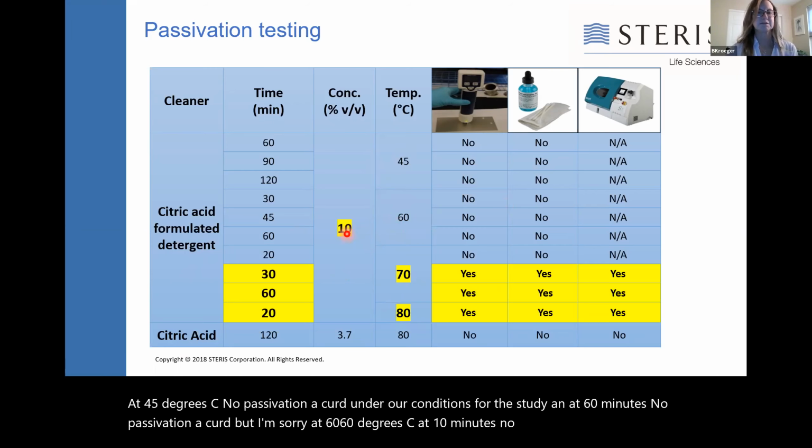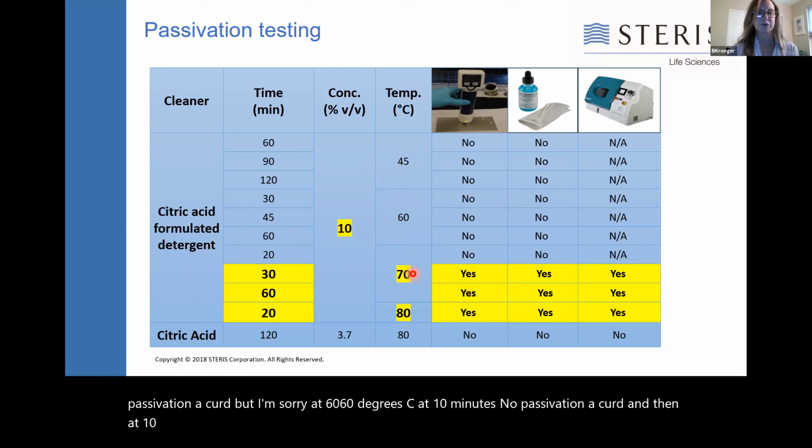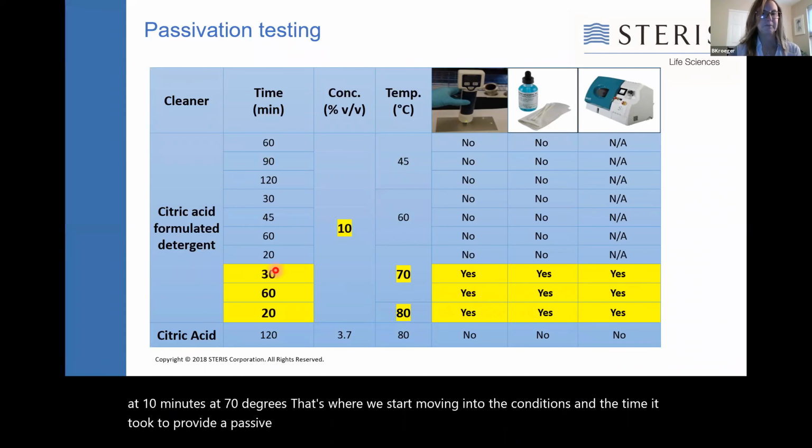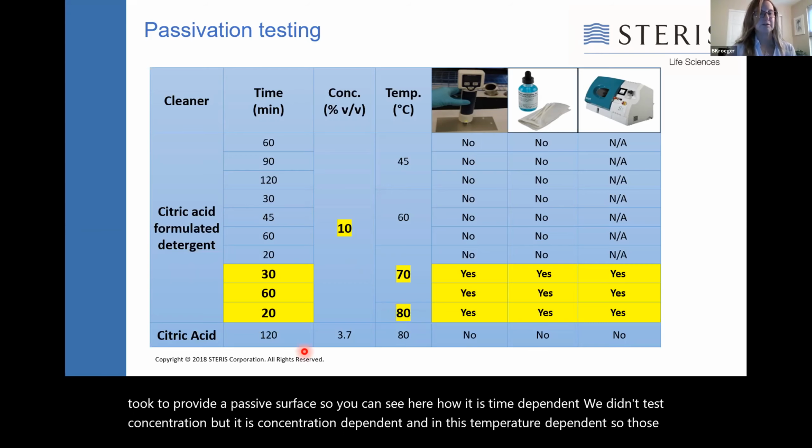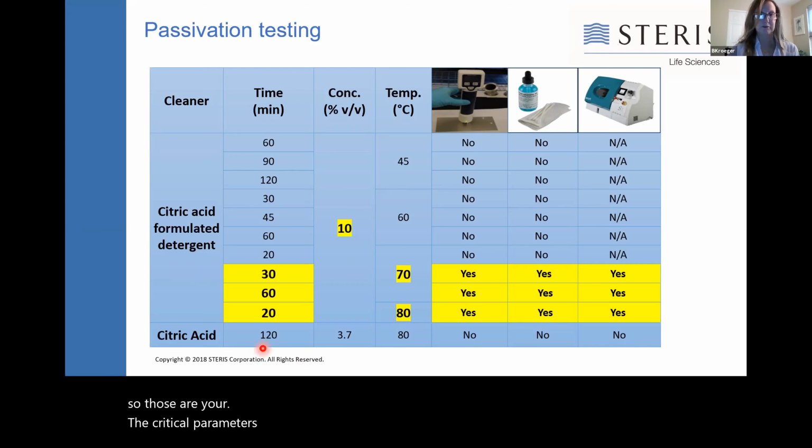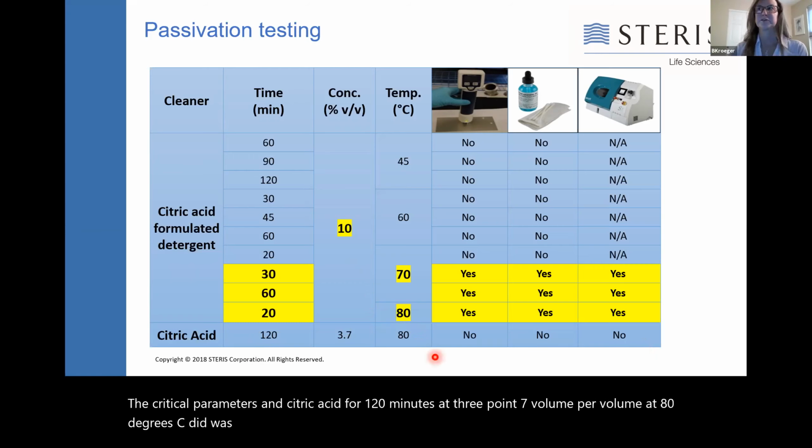And then at 10 minutes, at 70 degrees, that's where we start moving into the conditions and the time it took to provide a passive surface. So you can see here how it is time dependent. We didn't test concentration, but it is concentration dependent, and it is temperature dependent. So those are your critical parameters. And citric acid for 120 minutes at 3.7% volume per volume at 80 degrees C was not able to provide a passive surface.